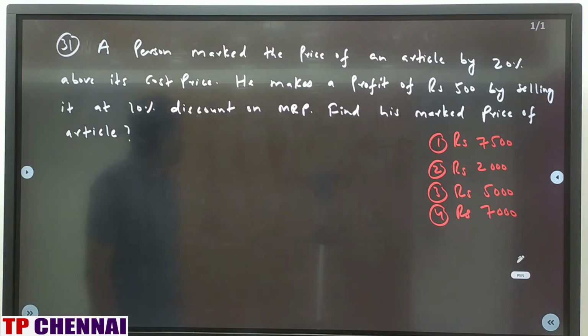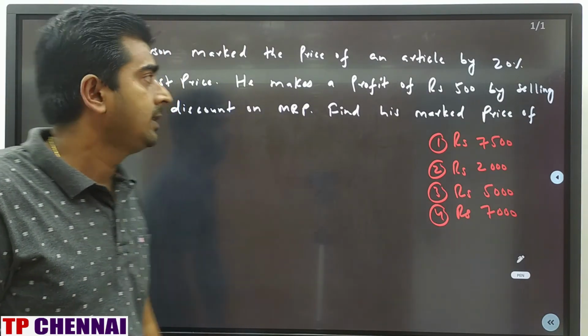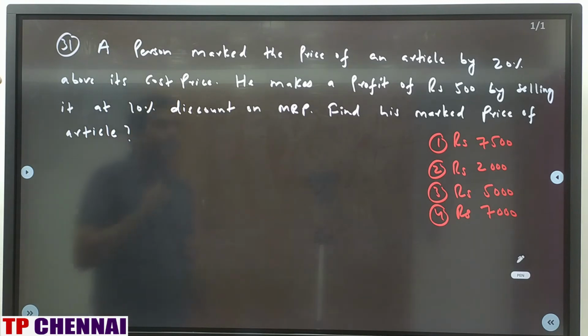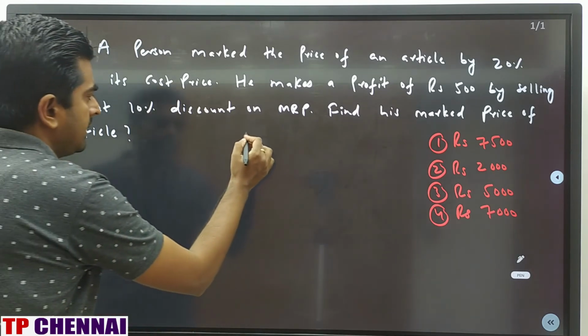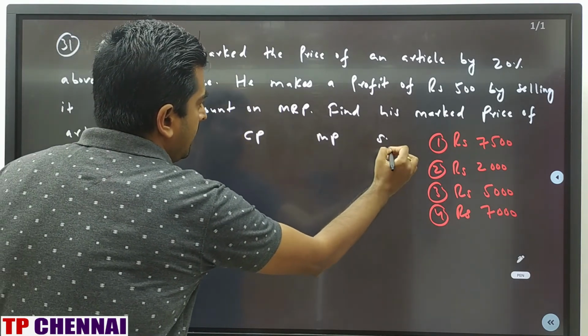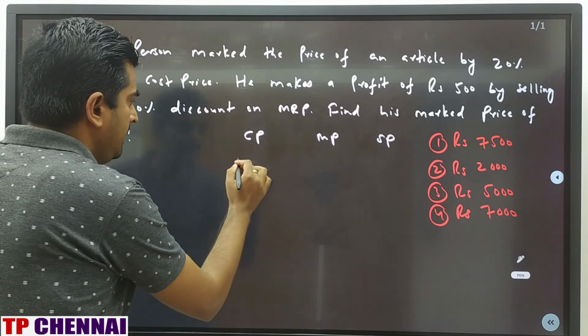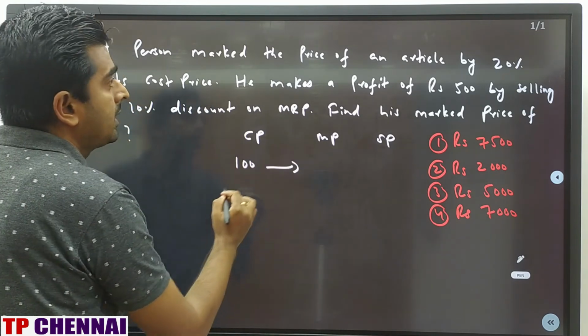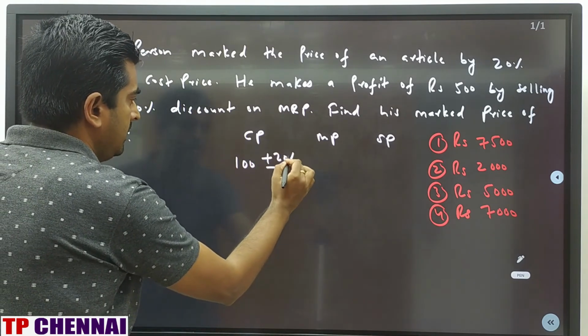So I hope you are clear with the previous one. Now we'll see the next one. A person marked the price of an article 20% above its cost price. He makes a profit of rupees 500 by selling it at a 10% discount on MRP. Find the mark price of the article. So 3 prices are there: CP, MP, SP. If CP is 100 rupees, markup is how much? 20%. So this is 120.